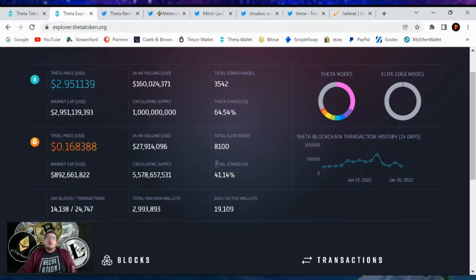Why do I think it was causing a little bit of a reduction in T-Fuel staking? I think it's because people are unstaking their Elite Edge nodes and putting it more into the Theta T-Bill and T-Fuel liquidity pool. That could be it, because over there you're getting a little bit more APY versus staking of the Elite Edge node. But that's just a guess of what could be going on.